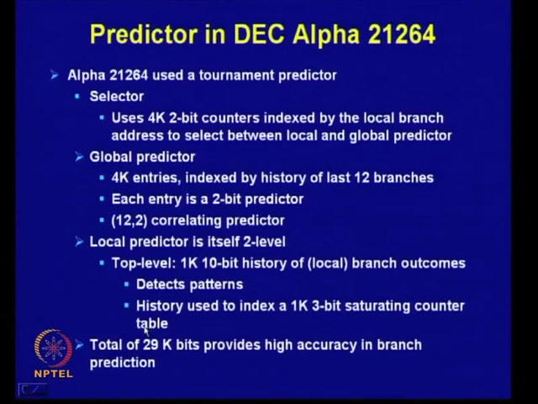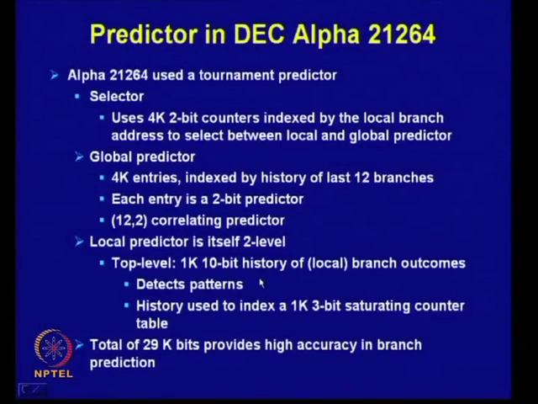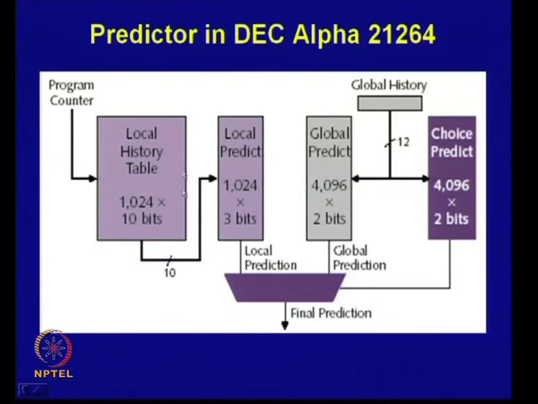Now, let us come to the local predictor. The local predictor itself is 2-level. The top level is 1k entries of 10-bit history of the local branch outcomes. So, it detects patterns. Pattern means, for 10 bits, if all are taken, the bit sequence is all 1s. If it is alternating, the bit sequence is 1 0 1 0 1 0, and if all are untaken, then it is all 0. That kind of sequence is taken; that is, the 10-bit history is used. And the history is used to index a 1k 3-bit saturating counter table, and a total of 29k bits provides high accuracy in branch prediction.